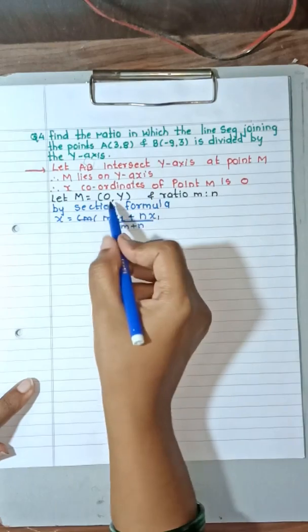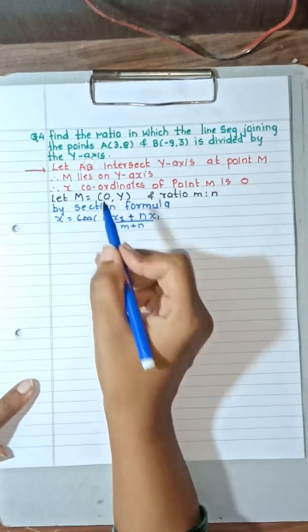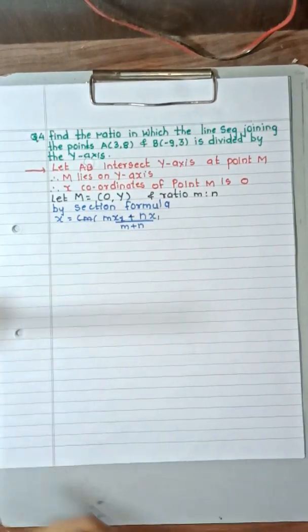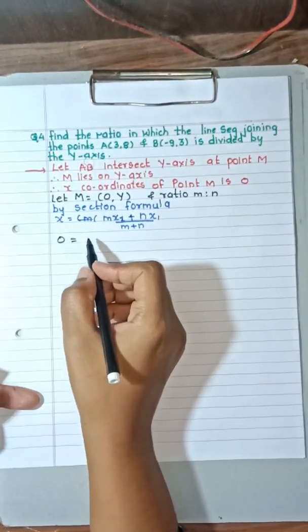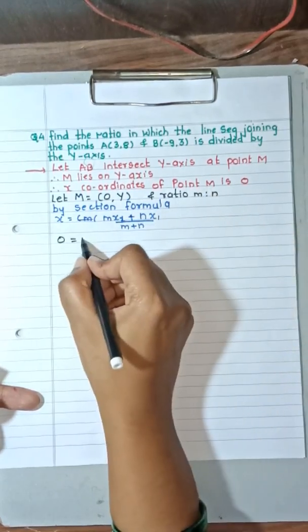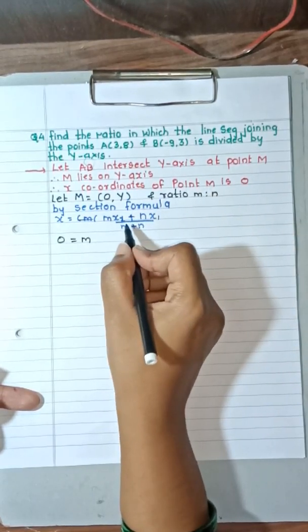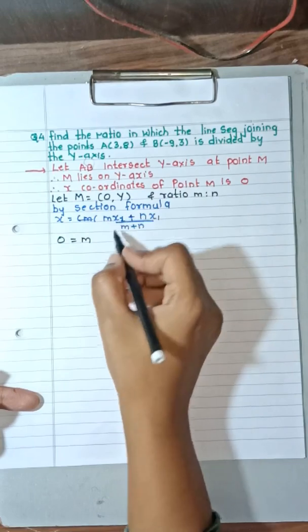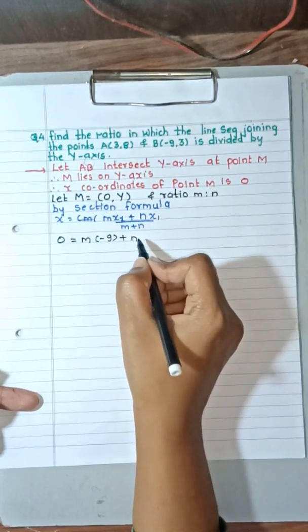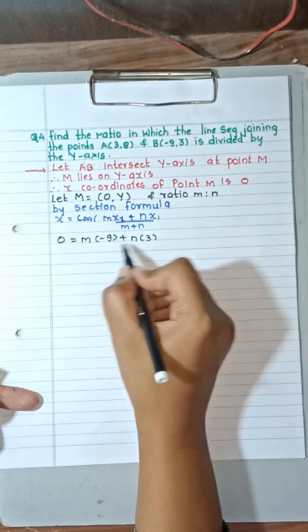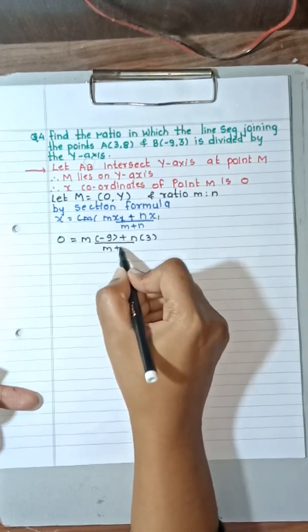Okay, so for M, for midpoint, x value is 0. Here I'll put 0 is equal to the formula. Okay, we have to find the value of M. Now x2, how much is x2? x2 is minus 9m plus n x1, x1 is 3. We'll write down here m plus n.